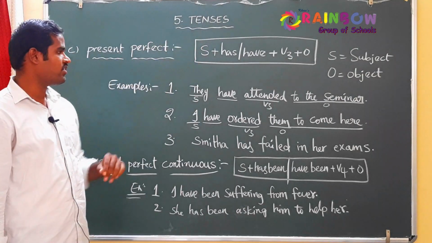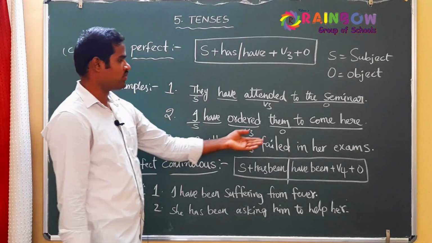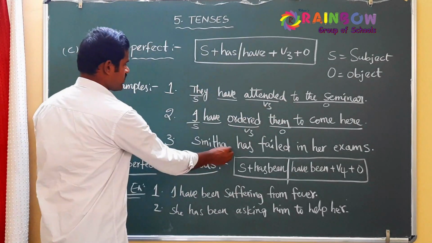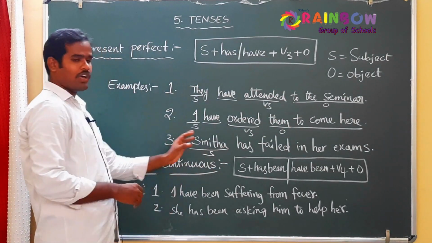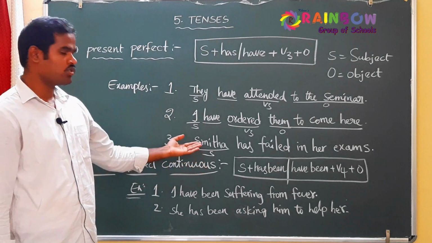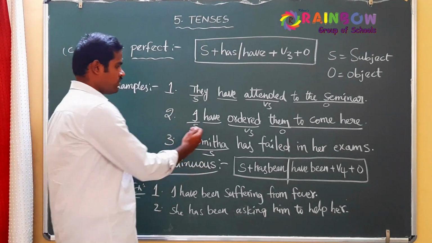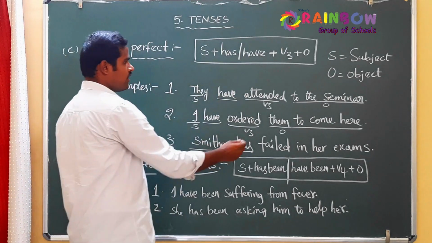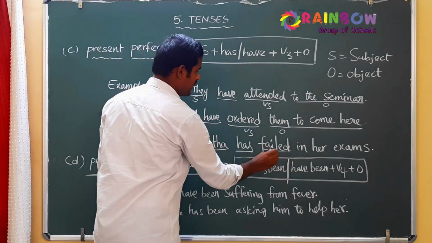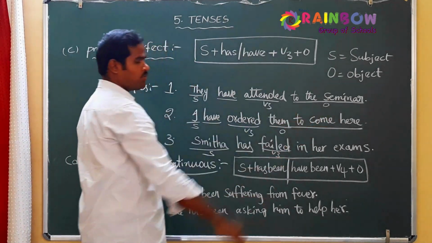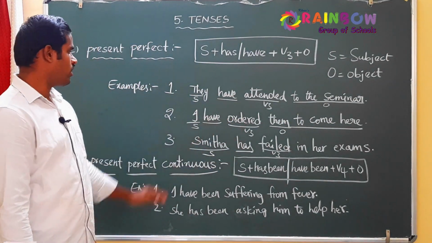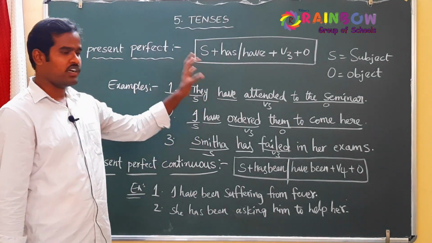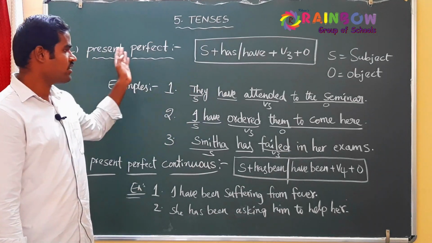We can easily identify in such a way. Smita has failed in her exams. Here the subject is Smita. Subject should always be either a noun or a pronoun. So here Smita is a noun, and Smita failed. It is has, the helping verb, have form from the structure, and next V3 is failed, and then in her exam remain as object. So all three sentences contain the tense of present perfect.